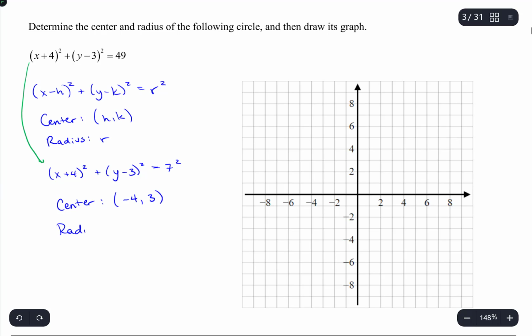And then the radius is 7. So -4 on the x, +3 on the y. That's where my center is going to be located.